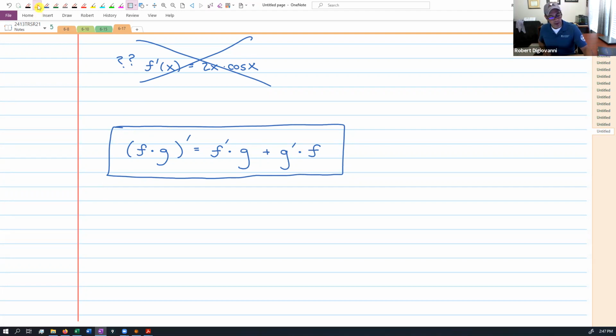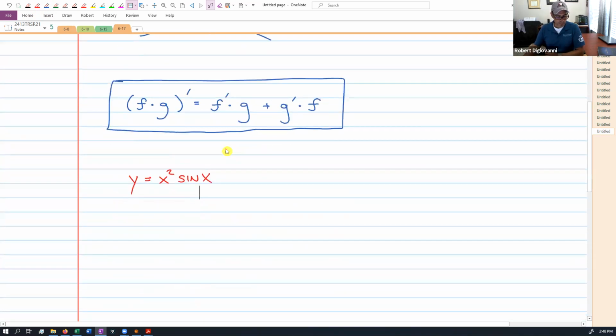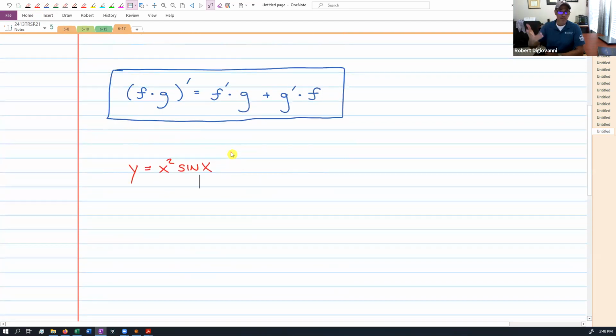So let's take the problem I had up here. I'm going to write it a little different. I'm going to call it y equals x squared sine x. That was the problem we had to start here, right? So I realized first that I have a product. So I'm going to note that I have a product here. And I like to put a little dotted line between so I can see the product. And then I like to call the first one f and the second one g, just like that.